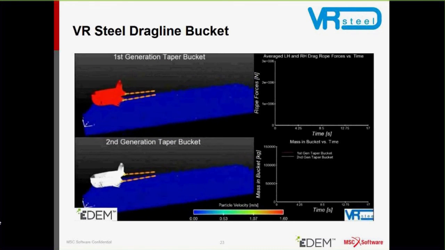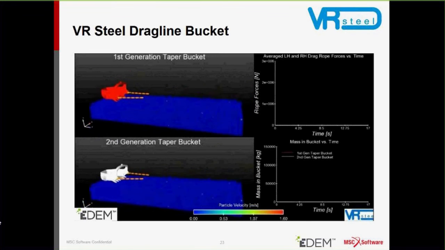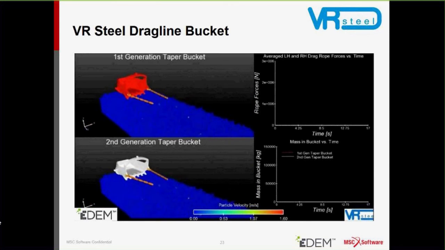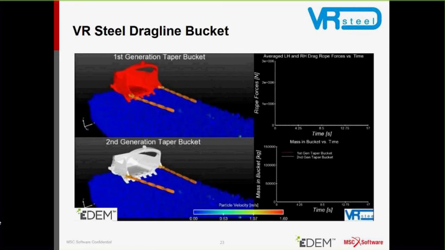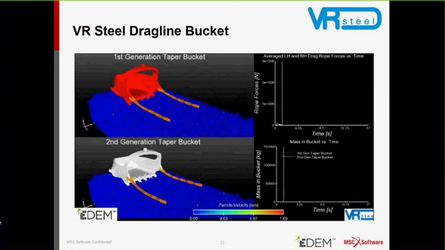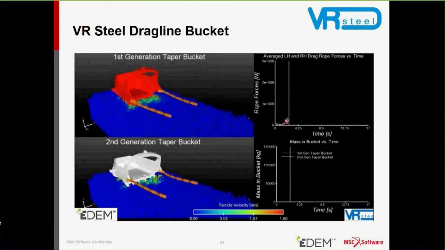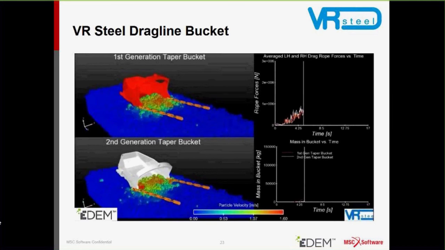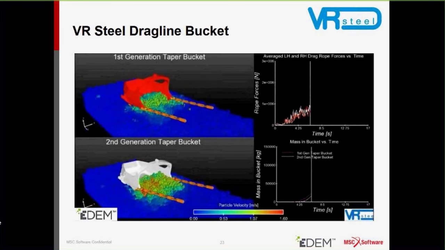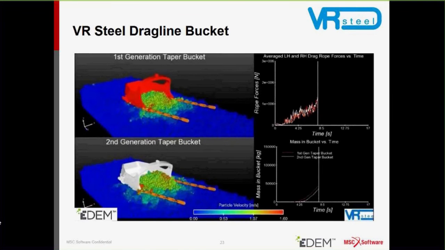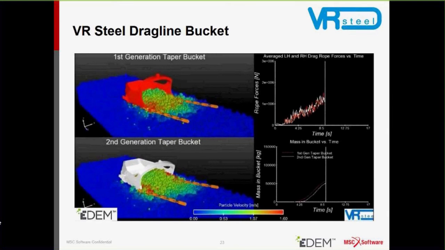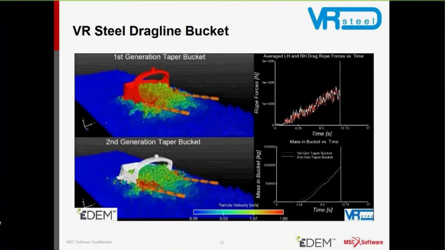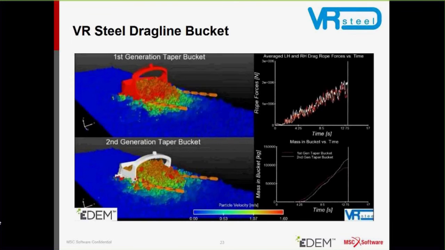It allowed increased fill levels of their bucket, which meant more dirt could be shifted in a single drag operation. It reduced the filling cycle, so this allowed more drags to be completed per day. And by reducing the bucket mass, this resulted in overall energy efficiency saving for the whole process. Furthermore, because they were able to do so much of the design in the virtual environment, they only had to use one physical prototype, which obviously saved a large amount of time and money.